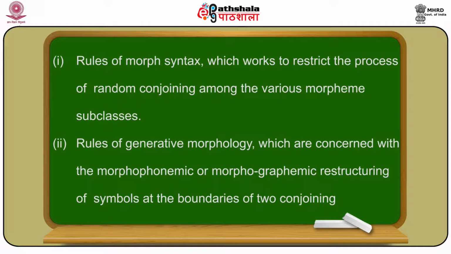There are also rules of generative morphology, which are concerned with the morphophonemic or morphographemic structuring of symbols at the boundaries of the conjoining morphemes. So these rules also work at the time of conjoining. When a suffix and a stem combine, you can get a new structure which was no longer available inside the combining members. So there is a generative aspect also embedded into it. These things have to be taken into consideration at the time of morphological analysis.